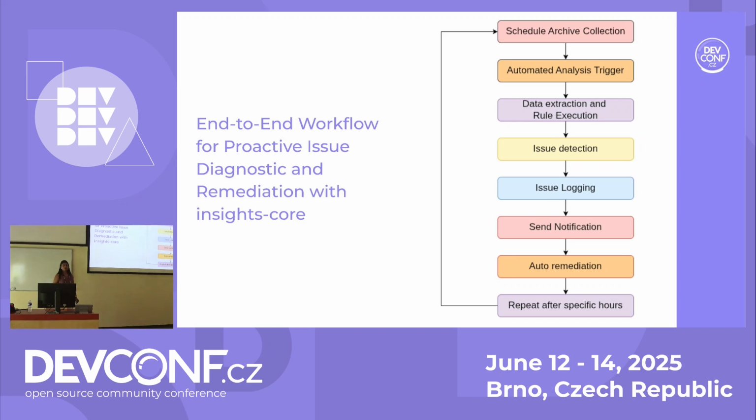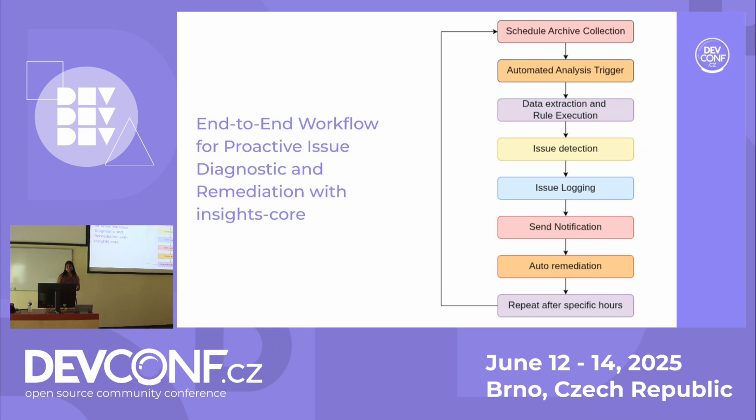So this is the end-to-end workflow for proactive issue diagnostics and remediation with Insight Score. First, a cron job collects the data in an archive format. After 5 minutes, once the archive is collected, a second cron job kicks in and an automated analysis trigger happens. This works against the latest archive. Insight Score runs against it, and data extraction and rule execution take place. If it detects any issue, it logs it in a JSON file for record purposes and future use.